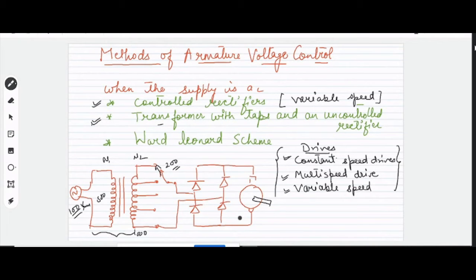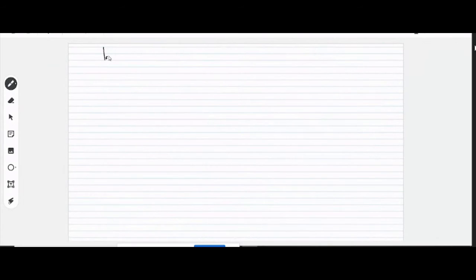But if you want to have a variable speed drive, then you have to use the controlled rectifiers, right? These are the more efficient drives. Now see the Ward-Leonard system. Hopefully you have learned this system in your course of electrical machines.